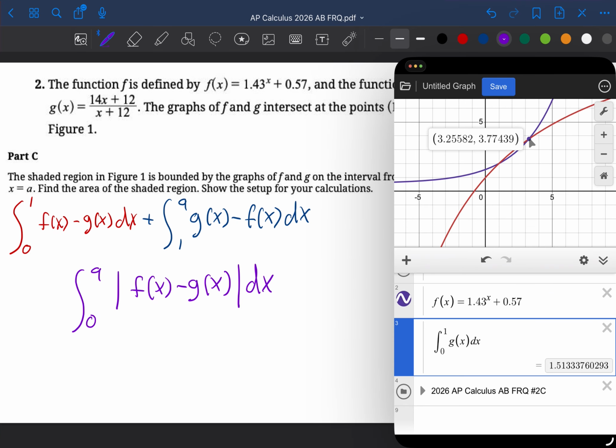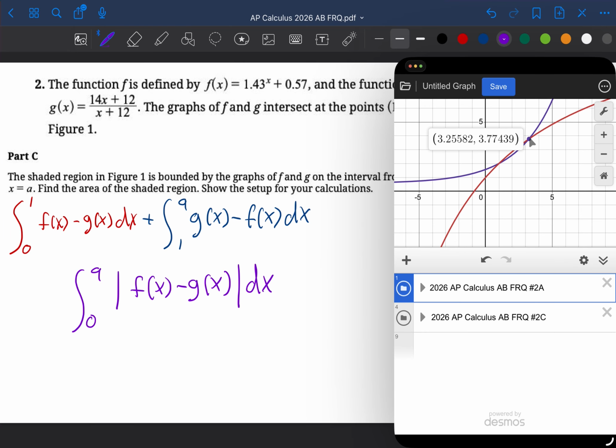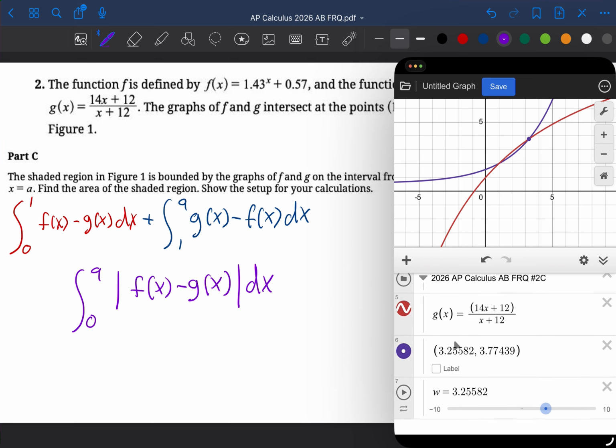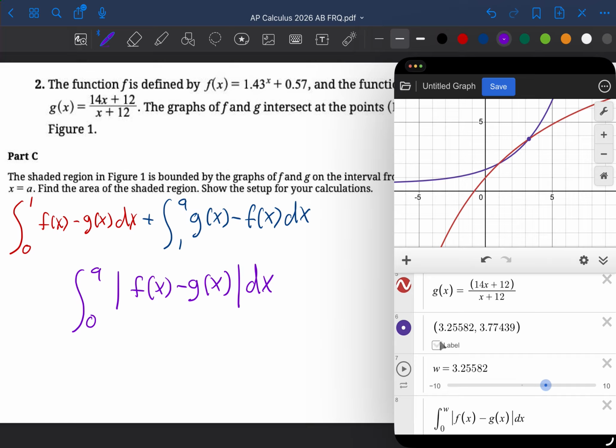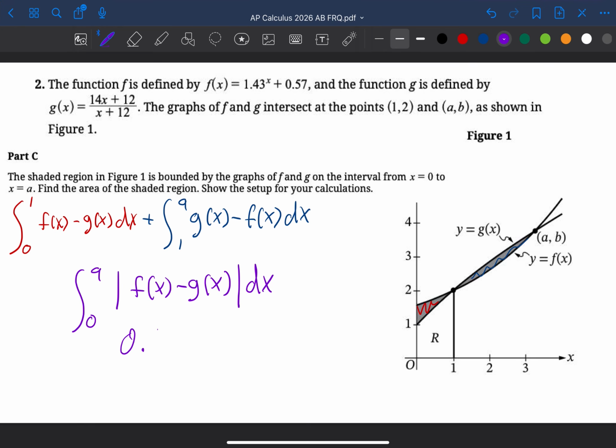So when we graph this, here we've got our value. So let's close that folder. So there's our point of intersection right there. So we have to identify that point. And what I did is I just took this point and I just gave it a letter, w. And then I just typed that into the integral from 0 to w of the absolute value of f of x minus g of x. And that gave us 0.632 as our answer. And this is enough showing our setup for our calculation.